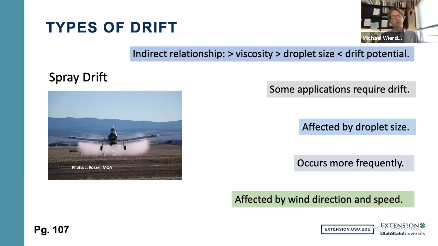Again, droplet size affects how much drift occurs. Bigger droplets fall faster, so they have less likelihood of drift. Drift can occur very frequently with very small droplet size, and it's affected by wind direction and speed. There's an interesting phenomenon in pesticide applications where very, very low winds are often indicative of a temperature inversion, which can actually increase the potential for drift.